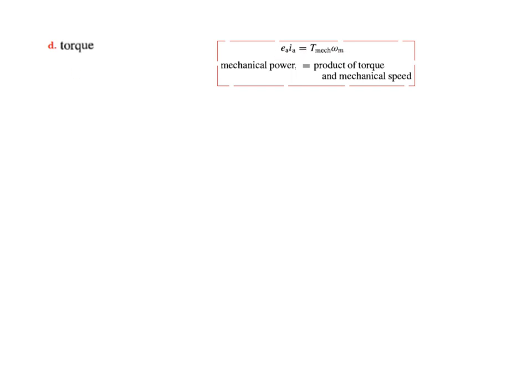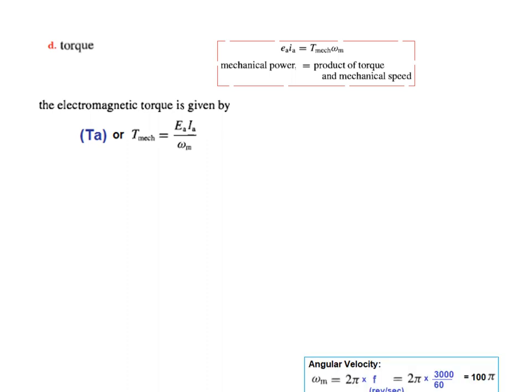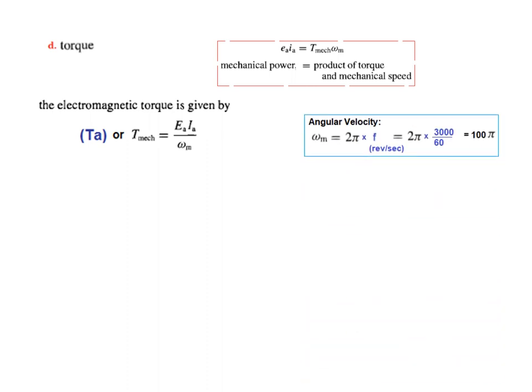And then torque we can calculate from this. The mechanical power is the voltage times current, and it is equal to the torque times the mechanical speed. So from here we can find the torque. Torque will be EA IA divided by omega m, the angular speed. Now the angular velocity we have to find out. We know it is 2 pi f, and f has to be in revolutions per second.